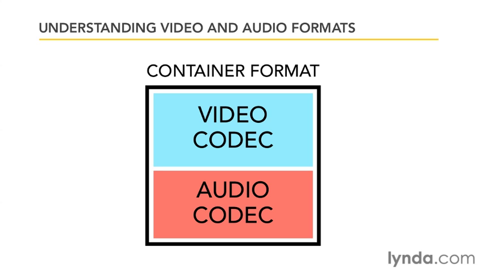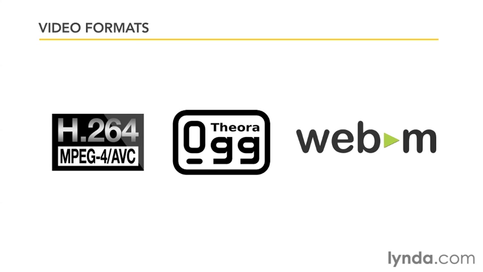Then inside the container, you have your video data, which is compressed or encoded using a video codec. Then you also have your audio data, which is encoded using an audio codec. So the video and audio data are stored separately, which is why a container format is needed. For HTML5, we have three video formats: the MP4 H.264 format, Ogg Theora, and WebM.